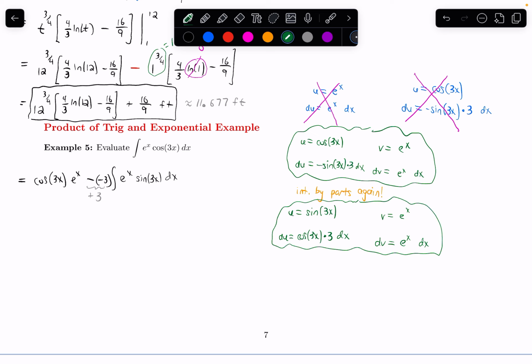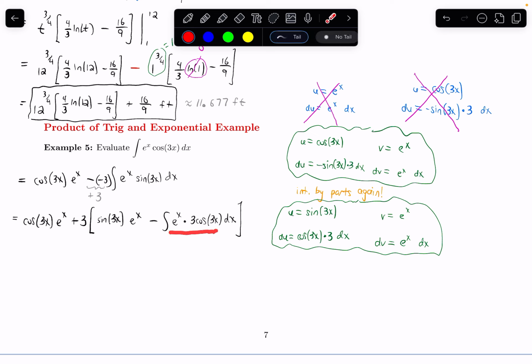All right, so putting these parts in a thought bubble, if I use them for this integral that I now have, we end up getting, in front, cosine of 3x, e to the x, and then plus 3. And I'm going to put a big old bracket now for what the integral gets replaced by when I do integration by parts. So we get uv, sine of 3x times e to the x, minus the integral of v du. So v du gives me e to the x times 3 cosine 3x dx, and close the bracket.